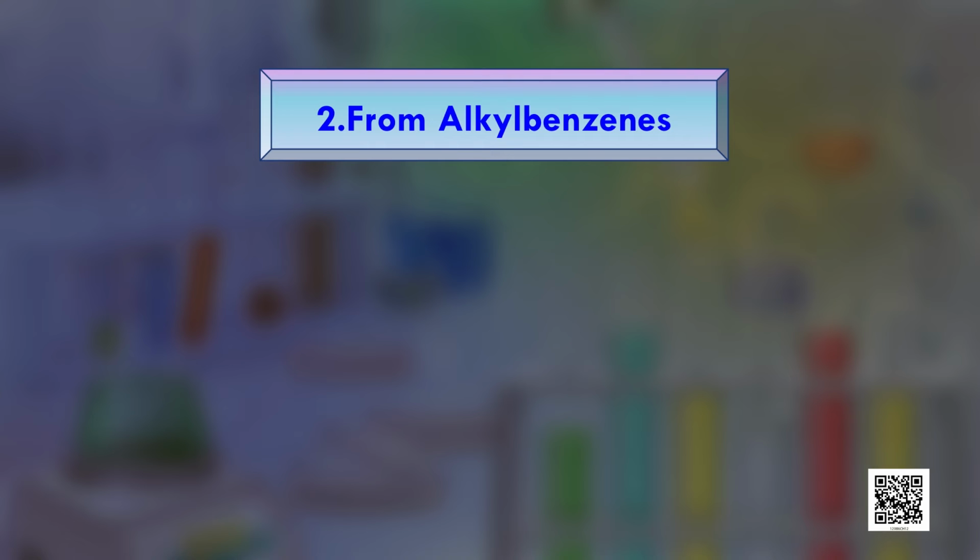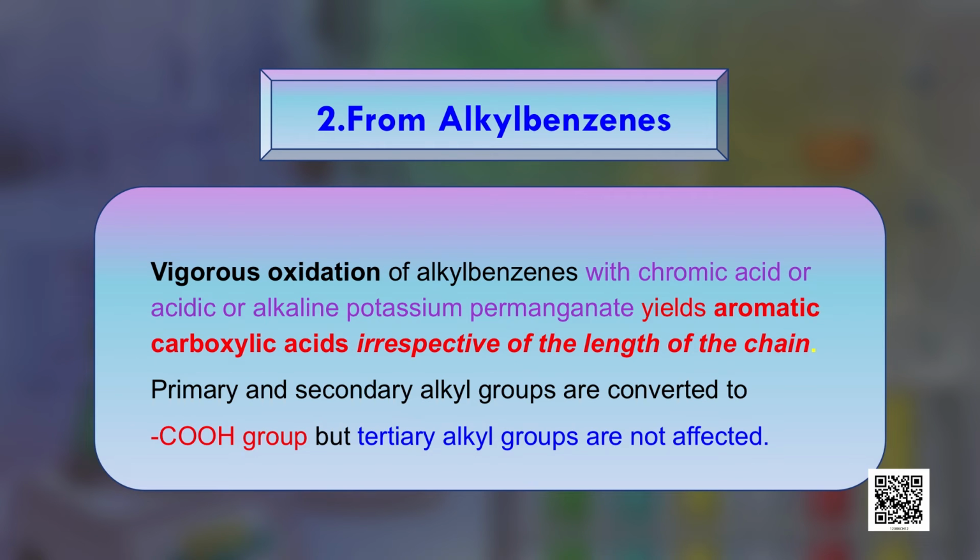The second method is from alkyl benzenes. Here you can see that vigorous oxidation of alkyl benzenes with chromic acid or acidic or alkaline potassium permanganate yields aromatic carboxylic acids irrespective of the length of the carbon chain in the starting material. That is, even if we start with a primary or a secondary alkyl group on the benzene ring, that whole chain gets converted to the COOH group, but tertiary alkyl groups are not affected by these reagents and we cannot oxidize them to carboxylic acids.